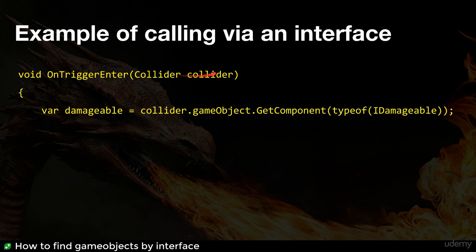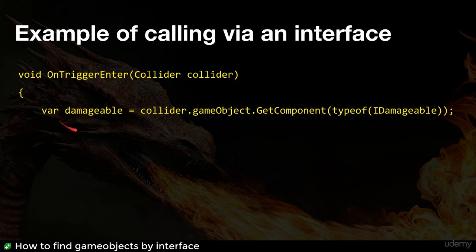So the collider comes in, passed into the on trigger enter message. Then we query that for the game object that is attached to that collider. Then we go and get a component of type damageable. Now you can't use the chevrons, the angle brackets here, because that format in Unity is expecting something at least that's derived from MonoBehaviour, and IDamageable is not derived from MonoBehaviour, remember. So you have to just do it this other way, get component type of IDamageable.